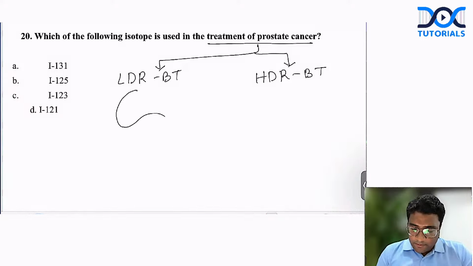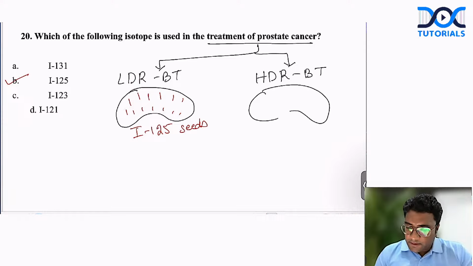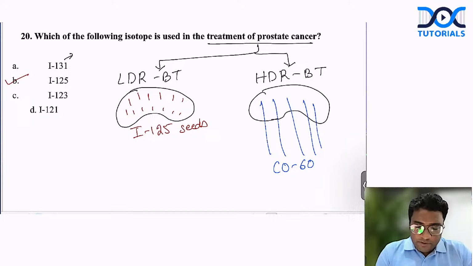In low dose rate brachytherapy, inside the prostate gland, we put seeds of iodine 125. In high dose rate brachytherapy, inside the prostate gland, you have wires of cobalt 60. So the isotope used for low dose rate brachytherapy for prostate cancer is iodine 125. For high dose rate brachytherapy, we use cobalt 60. And remember, iodine 131 is not for prostate, this is for thyroid. And this is not by brachytherapy, this is systemic radiotherapy given orally to the patient for thyroid cancer.